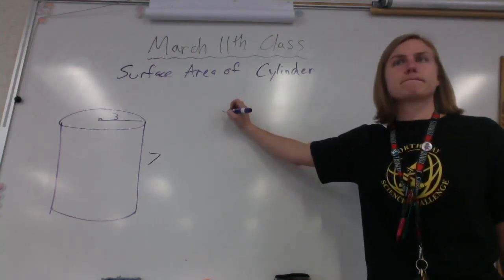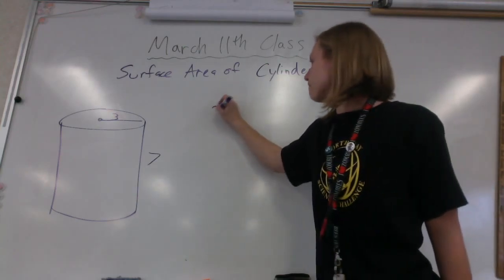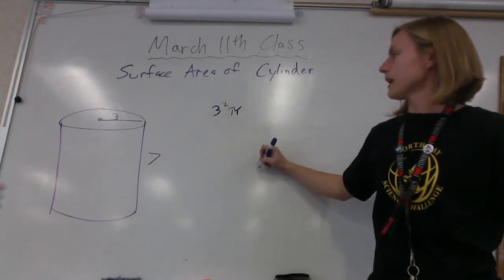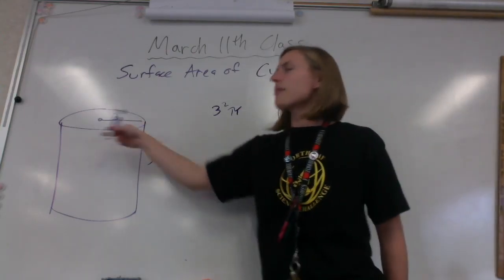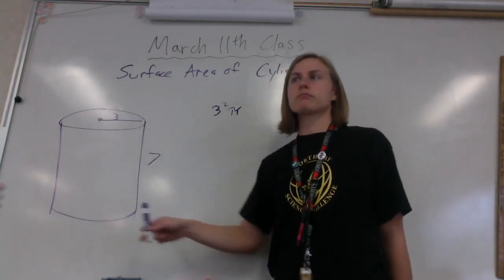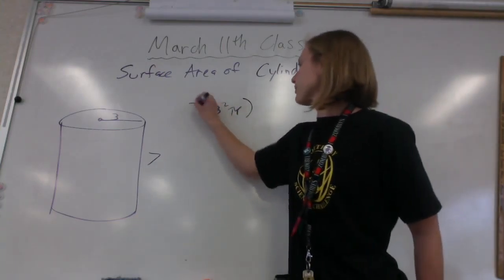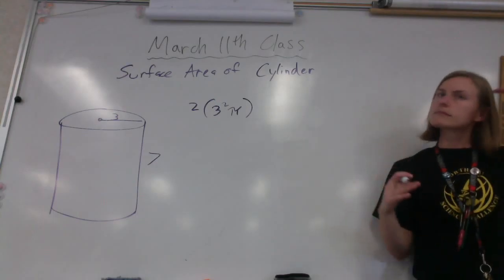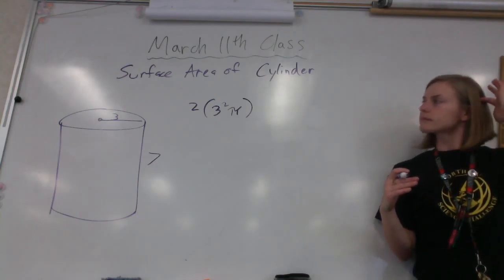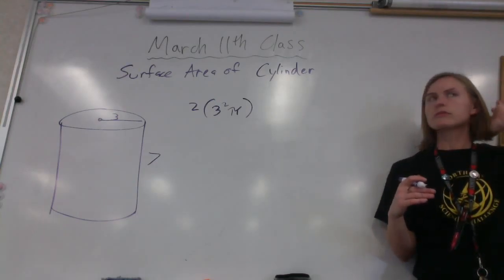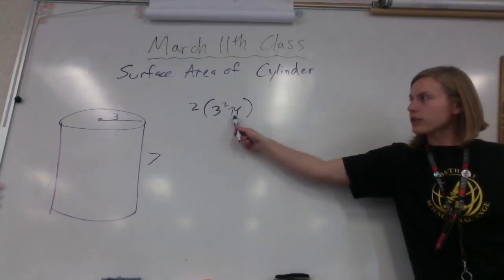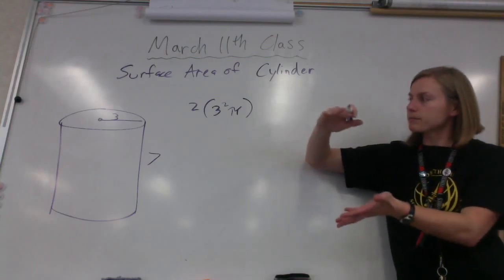3 pi. Okay. And is the circle on the top going to be the same as the circle on the bottom? Yes, so this one we can multiply by 2, because there's two of them. They're exactly the same. So this is the area of that circle, but there's two of them, top and bottom.